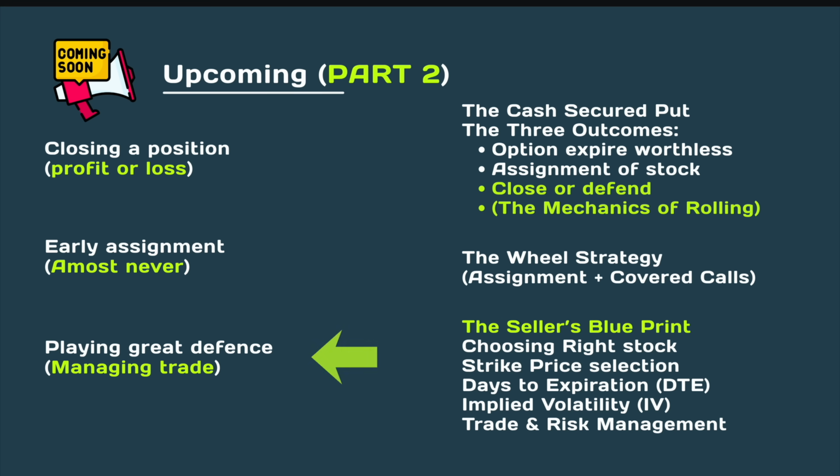So for the upcoming part 2, we're going to look at the most critical part of outcome number 3, which is to defend a losing position. As the saying goes, playing great defense wins championships. In this section, we're going to be looking at strategies such as rolling the trade, defending it with a vertical spread, and looking into the wheel strategy.